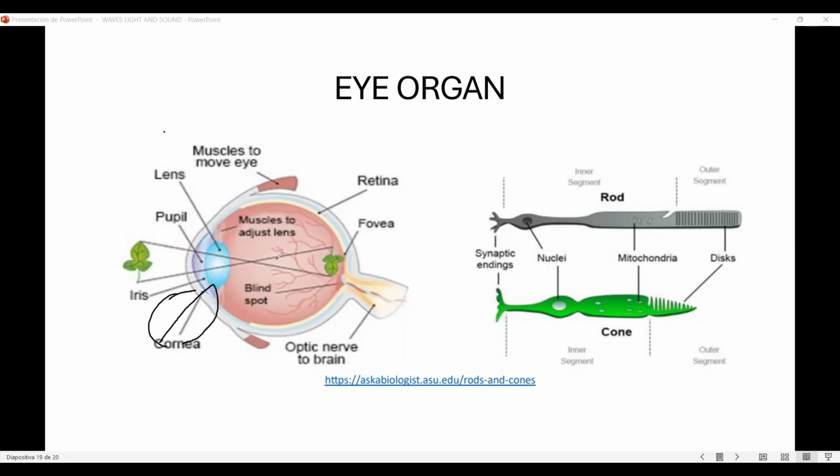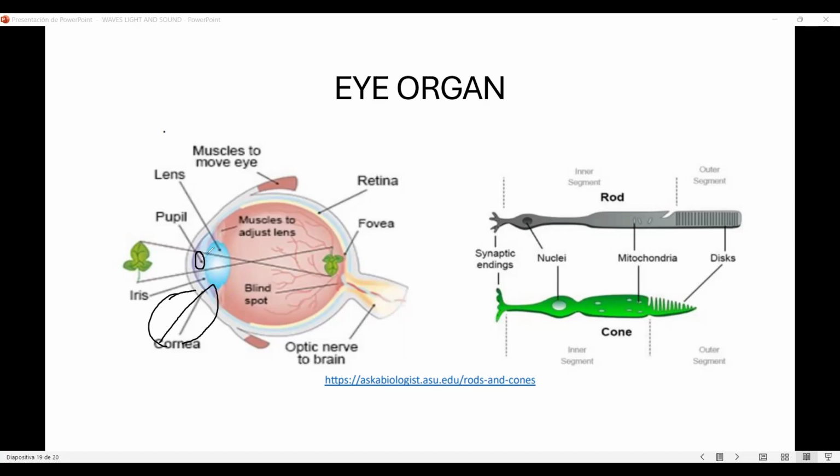Then we have the pupil, which goes after the cornea, and the light moves through the pupil, the dark circular opening in the center of the iris, which is the colored part of the eye. The size of the pupil adjusts depending on the amount of light, constricting in bright light and dilating in low light to control how much light enters the eye.